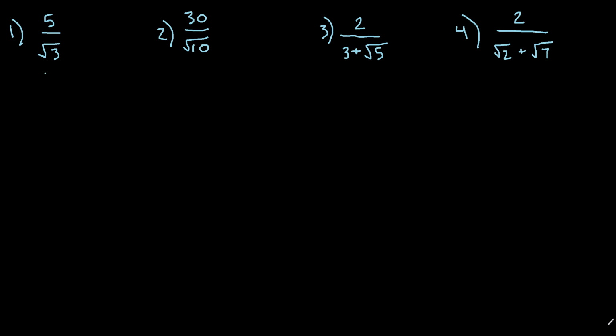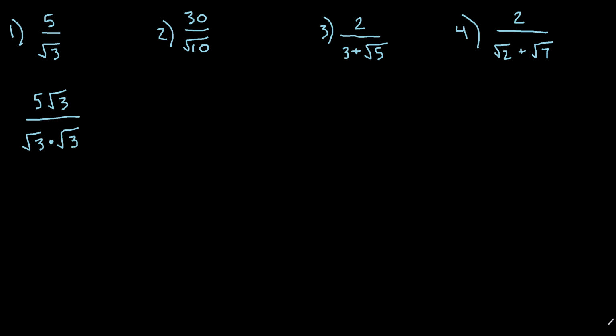So for this example, how can we get rid of this square root of 3? Well, the easiest way to do so is just to multiply by itself. So multiply by the square root of 3. So if we multiply the denominator by the square root of 3, we also have to multiply the numerator by the square root of 3. So we can rewrite this as 5 times the square root of 3 all over the square root of 3 times itself, the square root of 3.